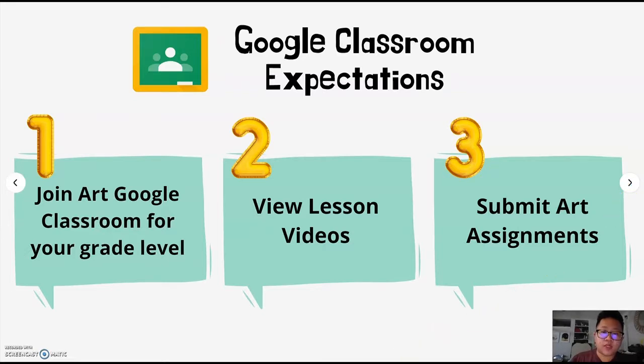Now, it's important for us to discuss our Google Classroom expectations because we have a brand new Google Classroom just for our art class. The first thing you need to make sure you do is to join the Art Google Classroom for your grade level. There's a separate Google Classroom for 4th grade art, for 5th grade art, and 3rd grade art, and so on. So make sure you're in the right Google Classroom for your grade level. And if you're not in the right one, I'll have to kick you out. So make sure you sign up for the right one.